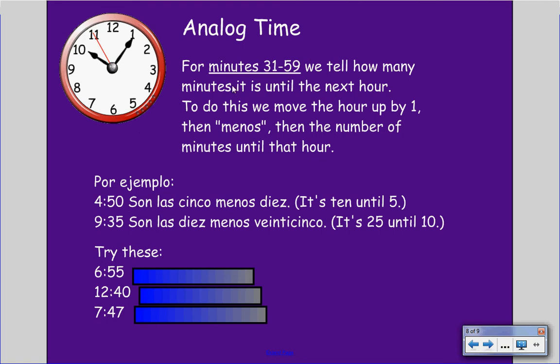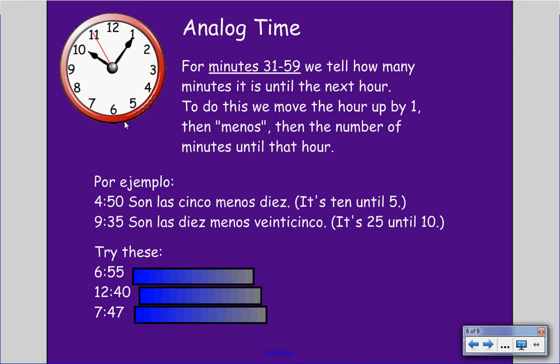So for analog time, we're going to look at the next portion. So you're going to go from minute 31 right here after the 6 all the way around to minute 59 right here before the 12. And in order to tell those minutes using analog time, you tell how many minutes it is until the next hour. So it's almost like saying, if it's 4:50 right here in this example, you would say it's 10 minutes until 5. Or if it's 9:35, you would say it's 25 minutes until 10.